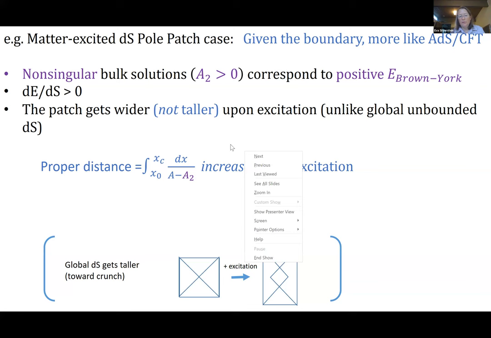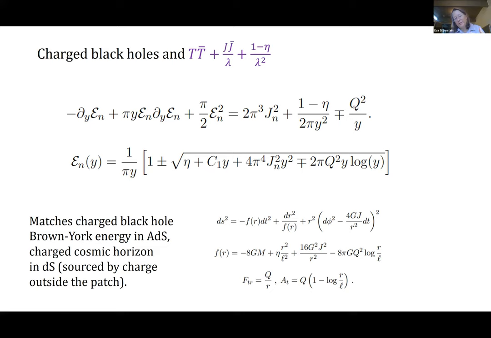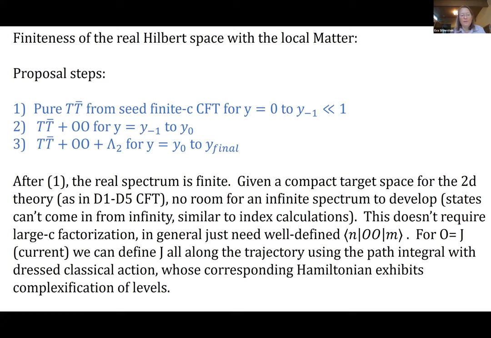We can do charged black holes, and that dresses, in the sense I've been talking about, to a kind of electrically charged de Sitter horizon, which is an interesting configuration that we're playing with. I already said this in words, but we also have an argument that the finiteness of the real Hilbert space will persist if we set up our theory appropriately, in the sense I already described.